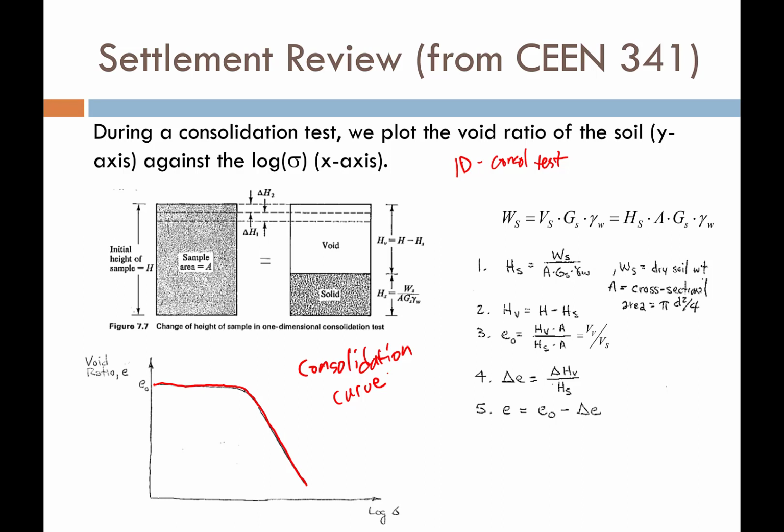And what we plot in a consolidation curve is the change in void ratio with the change in effective stress on that soil. Now, here's the challenge though. Void ratio isn't something that we actually measure in the lab. It's something that we calculate. And so this is a tricky part for students because we're plotting something that we're not actually measuring, we're calculating.